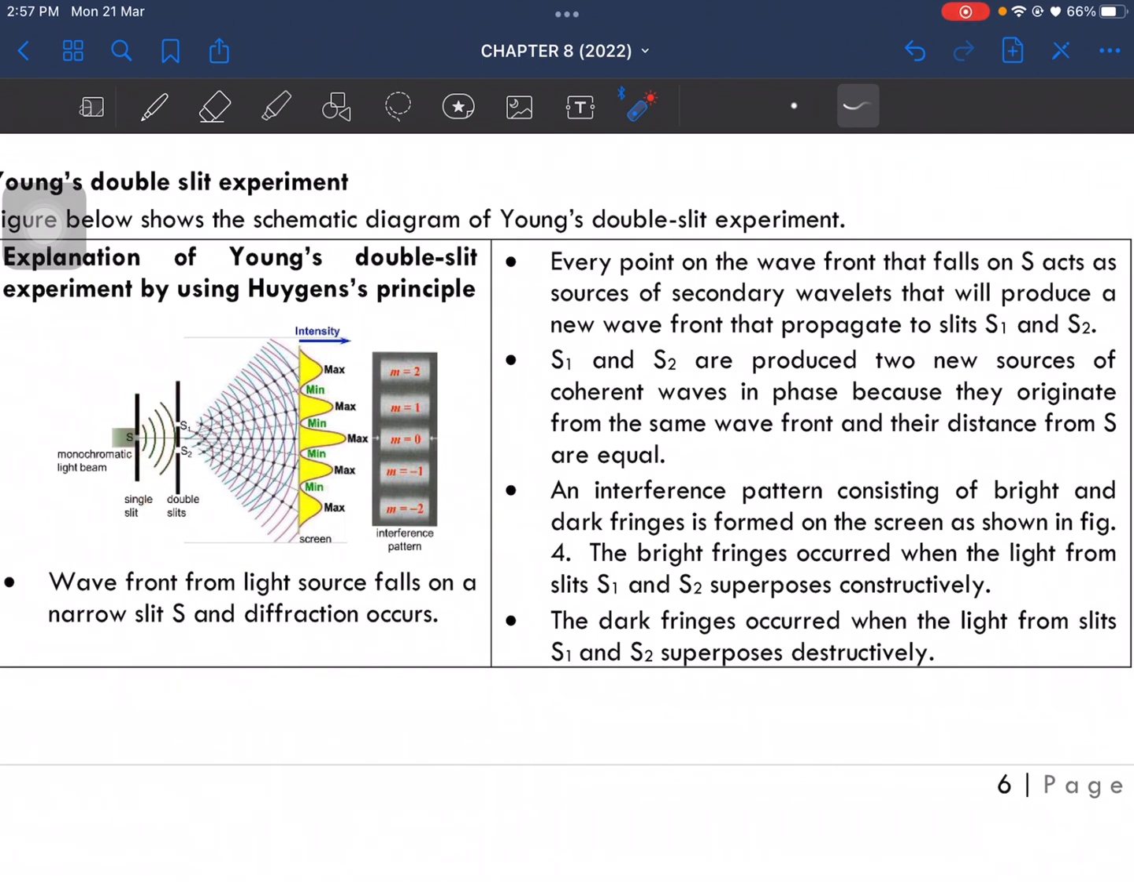Because of this, an interference pattern consisting of bright and dark fringes will be formed on the screen. This is the screen. This is basically what you would see when the light from the slits superposes constructively. The dark fringe occurs when the light from the slits superposes destructively. So destructive interference produces a dark fringe, and constructive interference produces a bright fringe.